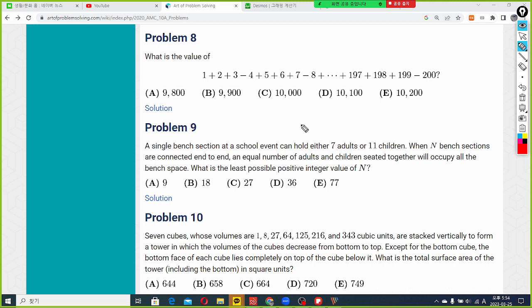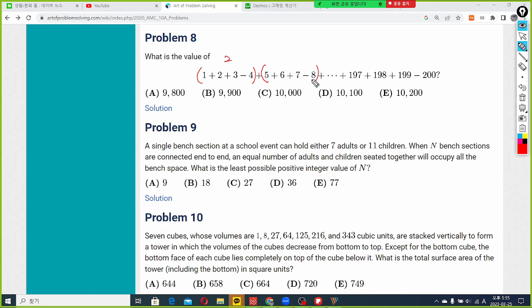I'm not sure how to do this one. Let's make a set of this grouping, the four. What's the sum of the first group? When you add 1 to 3 and subtract 4, it's 2. And what's the sum of the next four numbers? 10.